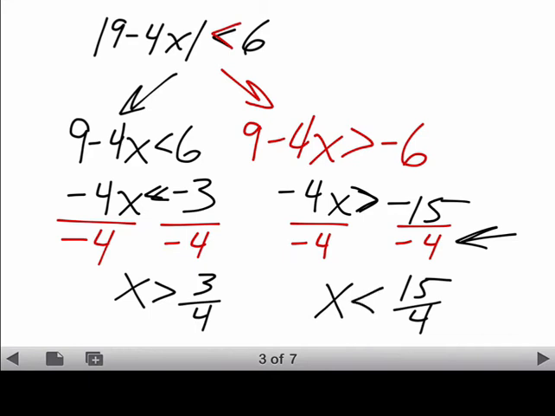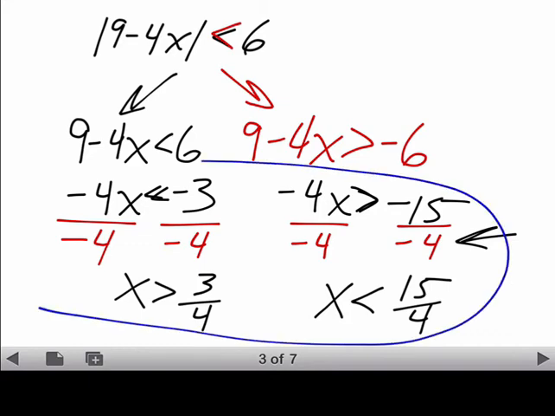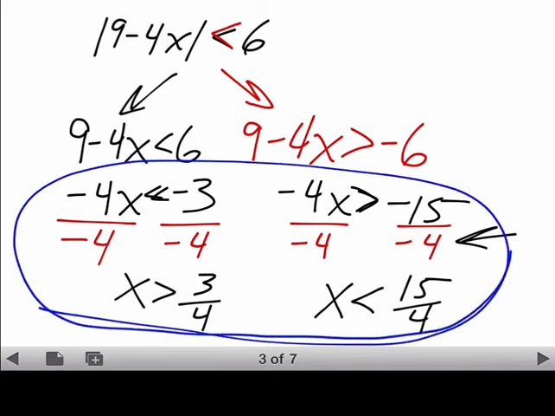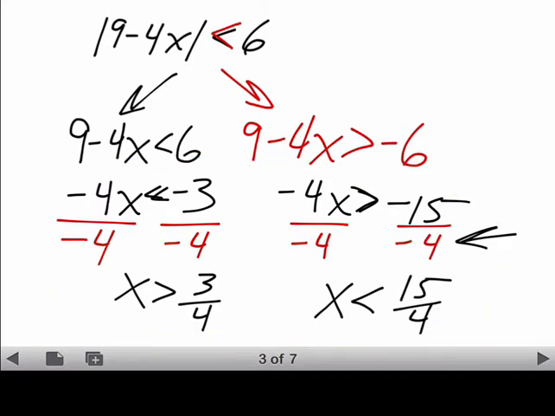Now I want to point out that at these steps, when the inequality symbol is reversed, it had absolutely nothing to do with the fact that these came from absolute value inequalities. Once we split these up into two separate inequalities, these were brand new problems, and the only things that we have are the rules for solving inequalities.